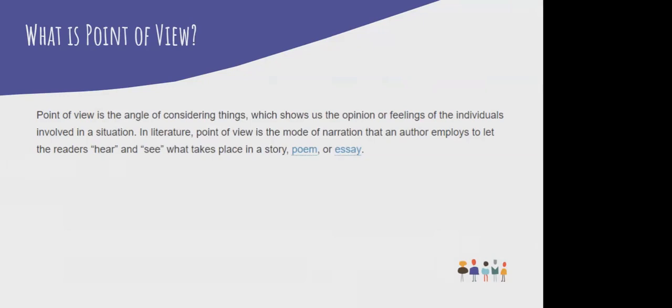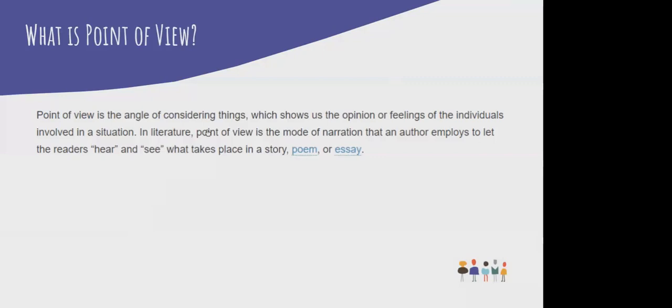All right. But point of view is the angle of considering things, which shows us the opinion or feelings of the individuals involved in a situation, right? So, like that picture I showed in the do now, we were considering things from the angle of the actual person, the actual player holding the rifle, right? As opposed to somebody else, right?